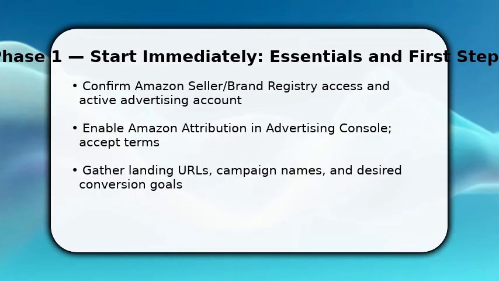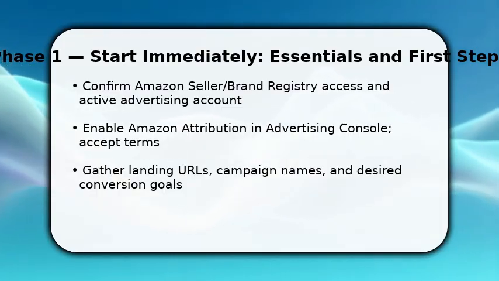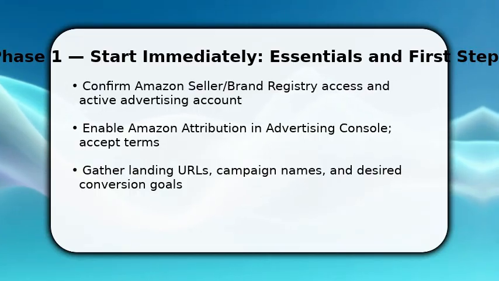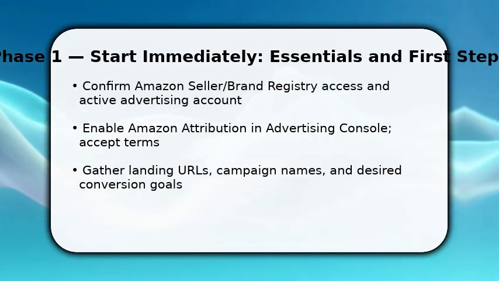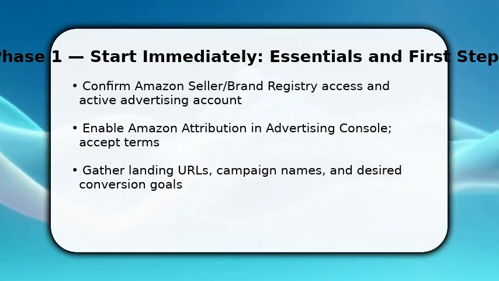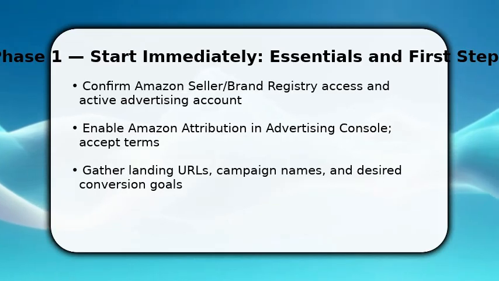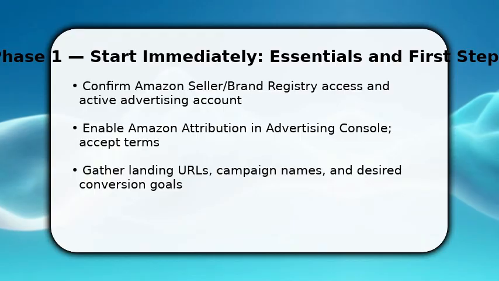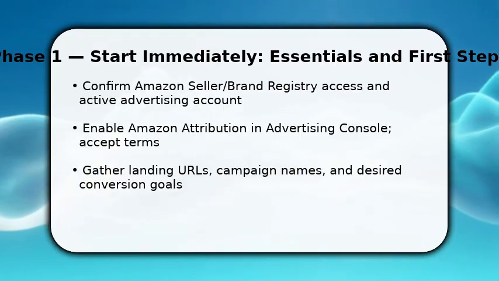Enjoy the video. You begin by confirming you have brand registry or seller access, because Amazon Attribution requires verified brand control. Next, enable Attribution inside the advertising console and accept terms. This unlocks tagging. Once done, compile your landing page URLs, campaign names, and conversion goals so you can create consistent tags. Make sure to choose the right attribution window up front.